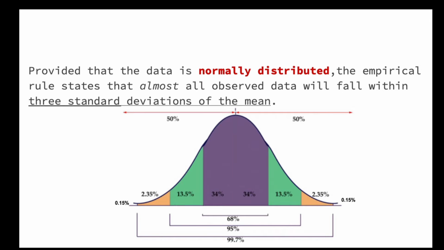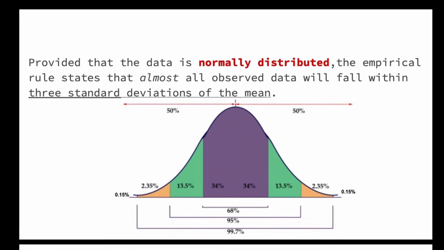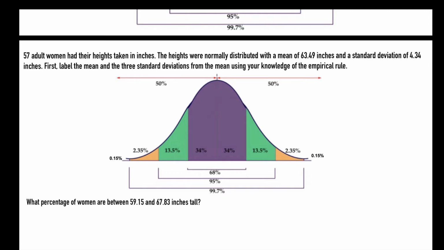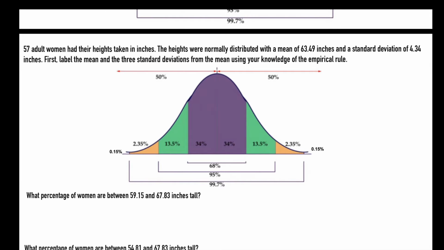So let's do an example now that we have our application. So here we have 57 adult women had their heights taken in inches. The heights are normally distributed, so we may use the empirical rule. We have a mean of 63.49 and a standard deviation of 4.34 inches. We want to label the mean and the 3 standard deviations from the mean using our knowledge of the empirical rule. So mean goes in the center.